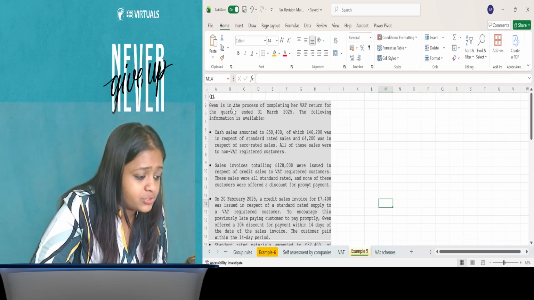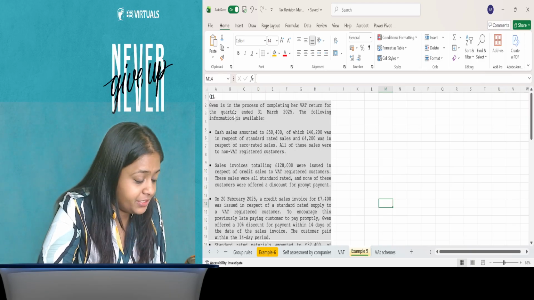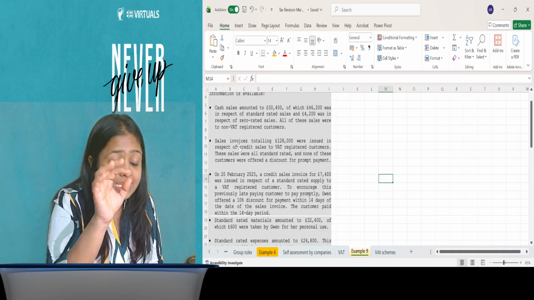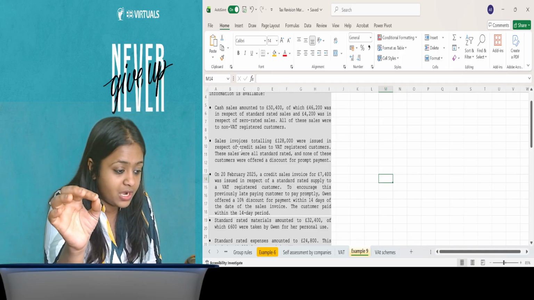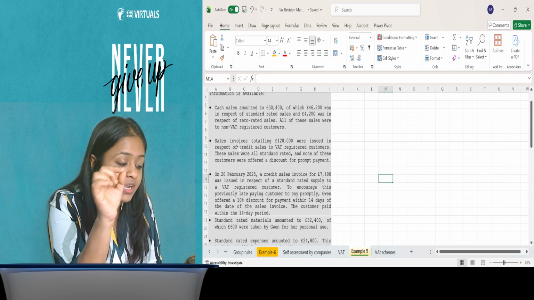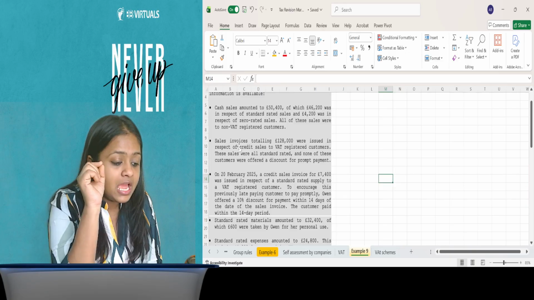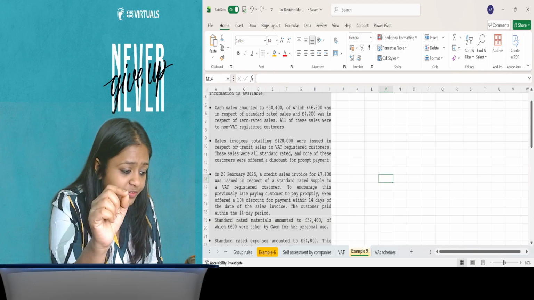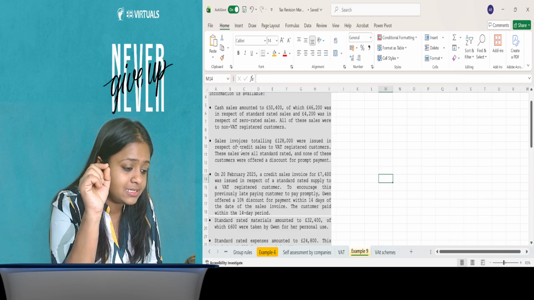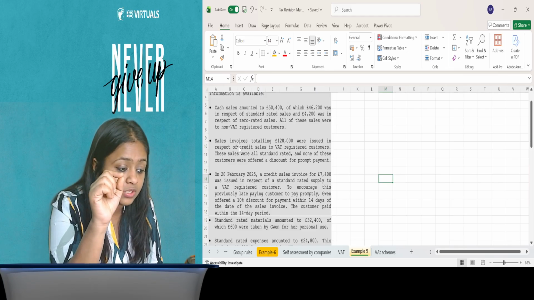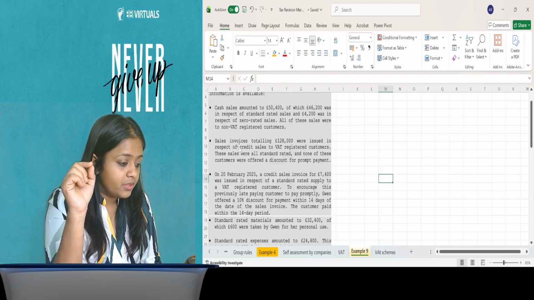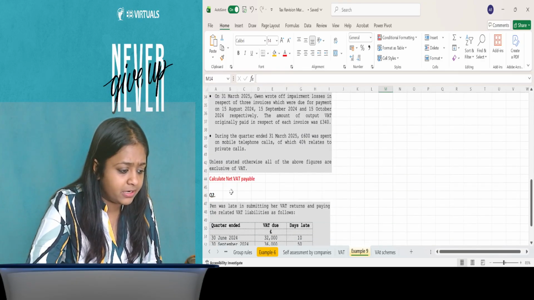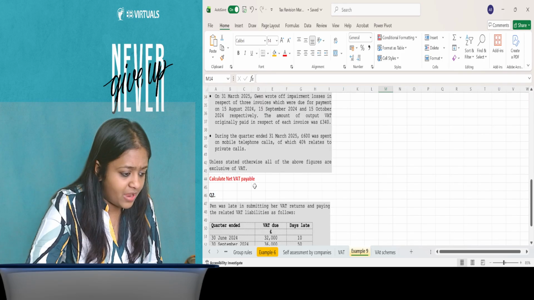Yes, so the question says Gwen is in the process of completing a VAT return for the quarter ended 31st March 25. The following information is available. Cash sales amounting to 50,400, of which 46,200 was in respect of standard rated sales and 4,200 was in respect of zero rated sales. All of these sales were made to non-VAT registered customers. Sales invoice details are all given to you. Let's see the question requirement. Calculate the net VAT payable. All figures are exclusive of VAT.